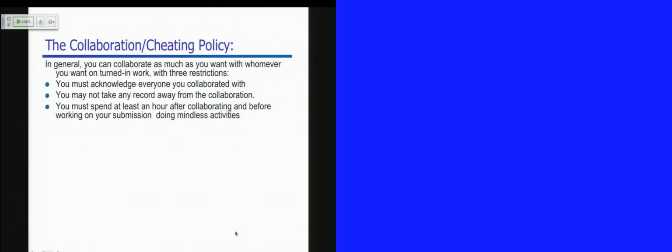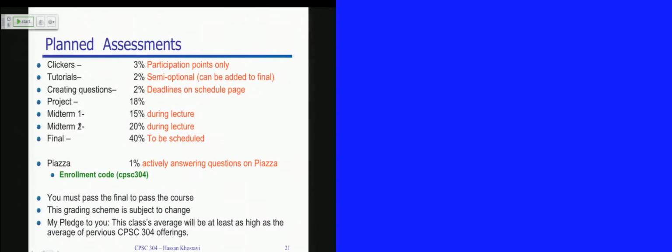Alright, so collaboration and cheating policies. In general, we want to encourage you guys to collaborate as much as possible with whoever you want before you turn in anything that we want to do in the course. As you can see, there's not really many assignments, or midterms and final, there's not much there. There's mostly the projects, and you're going to be having different projects. So you can collaborate with whoever as long as you go with the 3 rules.